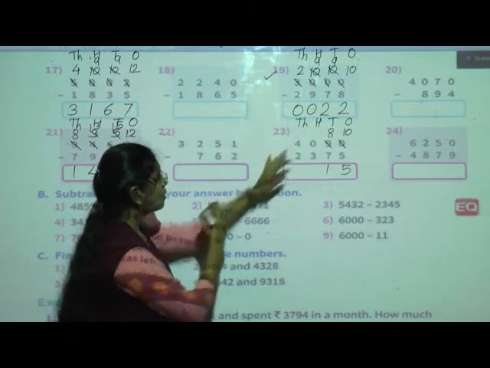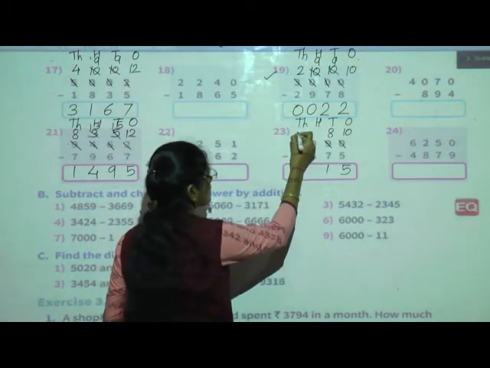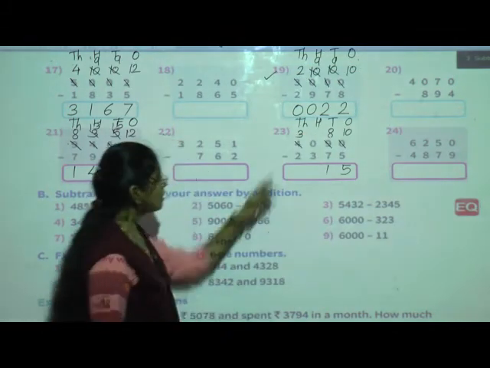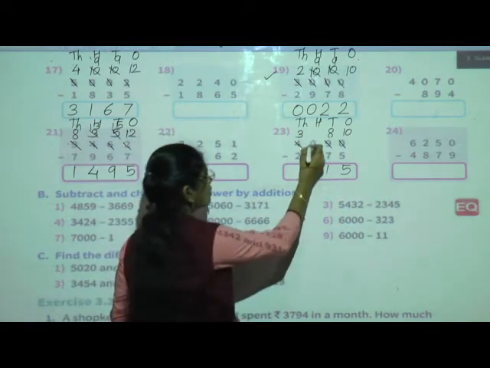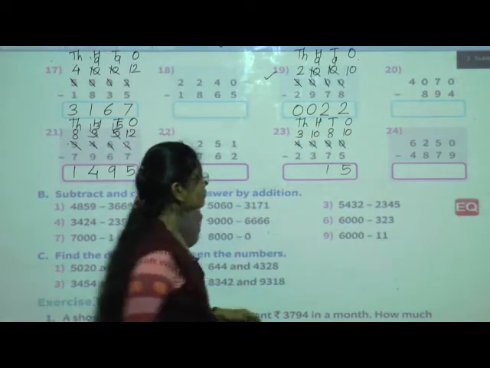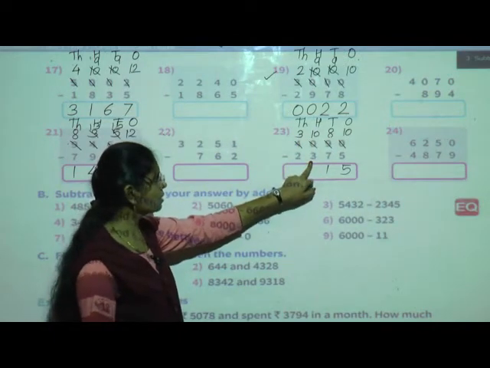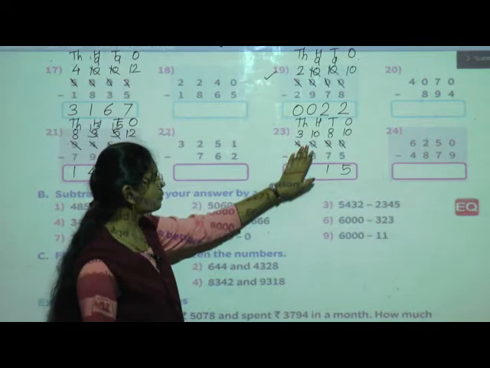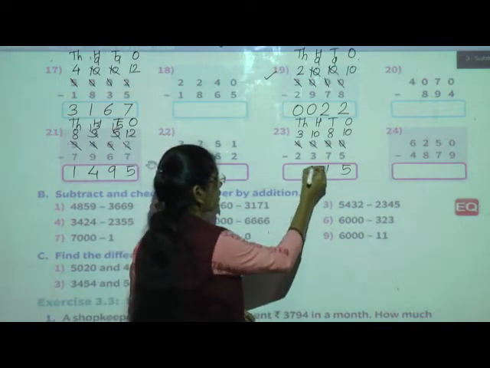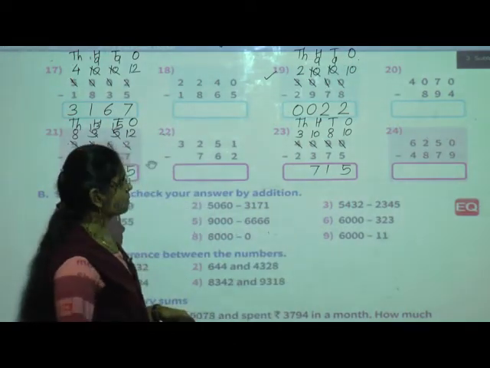Now from 4, if we take 1, 4 minus 1 is equal to 3. So here 3 will remain and this 0 will become 10. Okay. Now do the subtraction. 10 minus 3. After 3, count your fingers till 10. 10 minus 3, 7. Correct. So write 7 at the hundreds place.